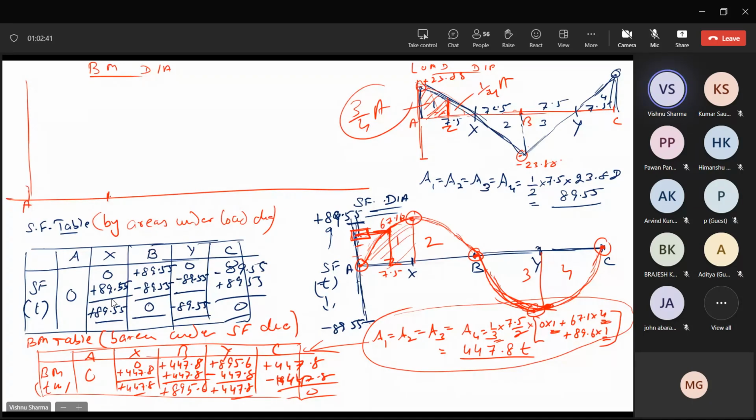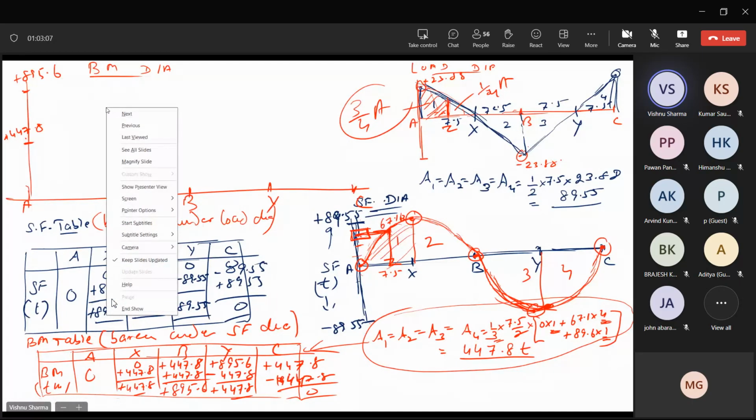A, X, B, Y, and C. We have only two values to plot, so I can take one here and one there. They're double of each other. So this is how I can close it out fast without wasting time on the scale and everything. Plus 895.6. They are exactly double of each other, so whatever spacing I take for one, I use the same spacing for the other.